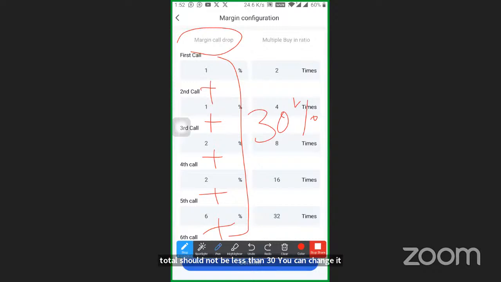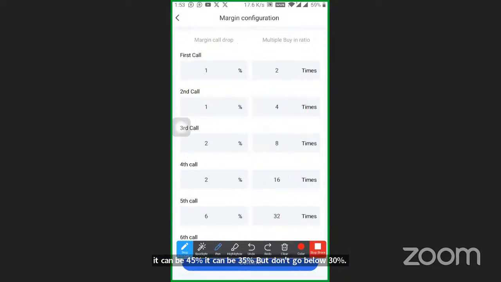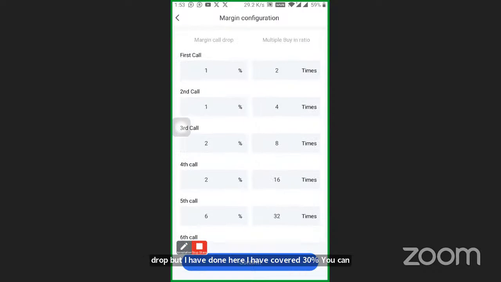I'm not giving you a very fixed strategy. You can change it according to you, but try to take at least 30% to 50% market call drop. The total of all these market call drops should be anywhere between 30 to 50%. It can be 50%, it can be 40%, it can be 45%, it can be 35%, but don't go below 30%. That is advisable. Why? Because you don't want the trades to stop when the fund is completely consumed inside the trade, and you don't want your trades to be stuck anywhere. So because we want to trade for a full long-term cycle, we have to cover at least 30 to 40% or 50% market call drop. What I have done here, I have covered 30%. You can increase it to 40 or 50. That is up to you.